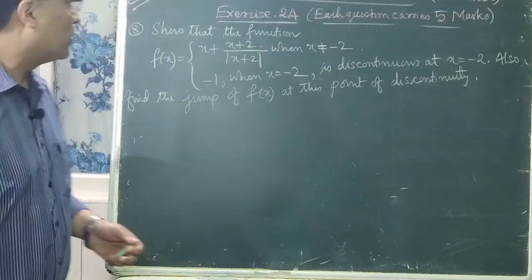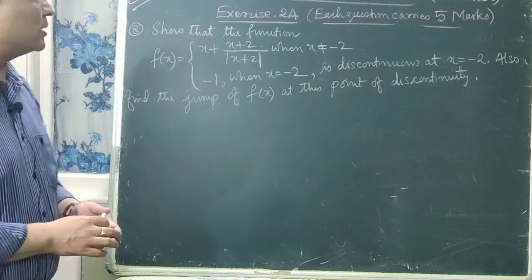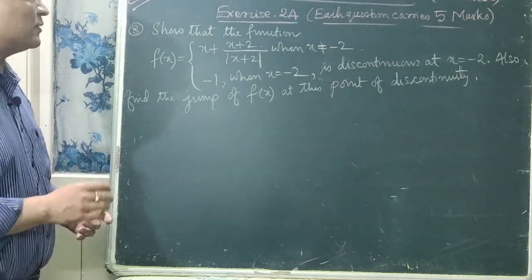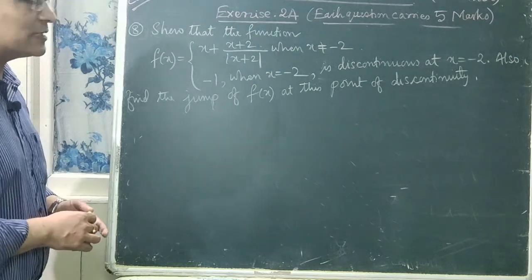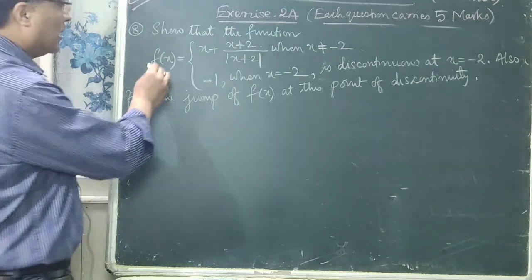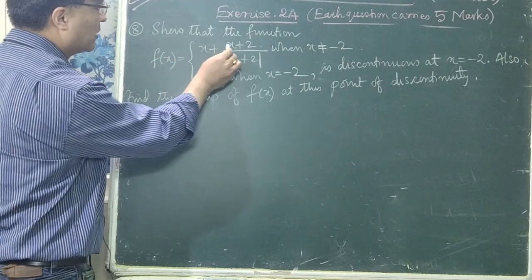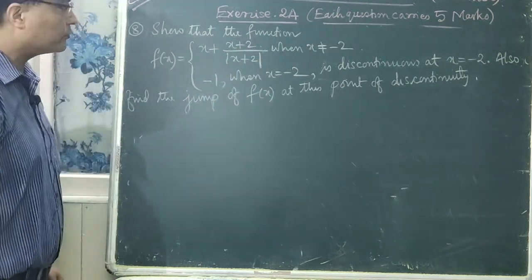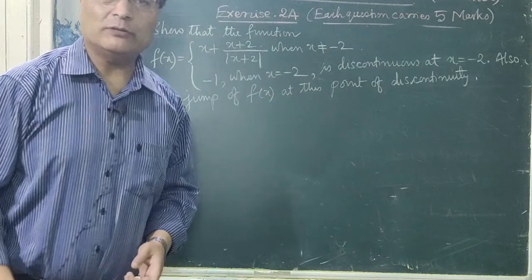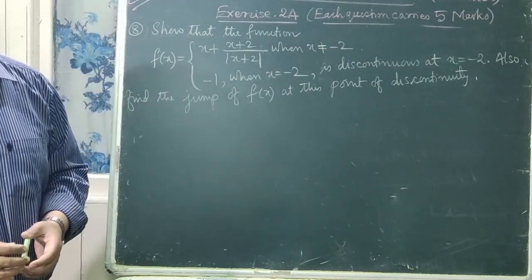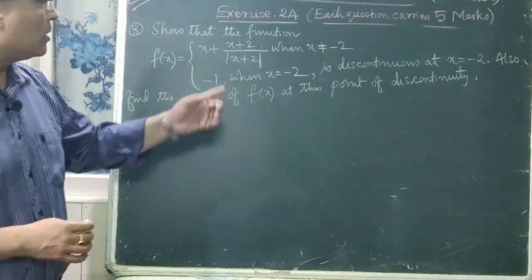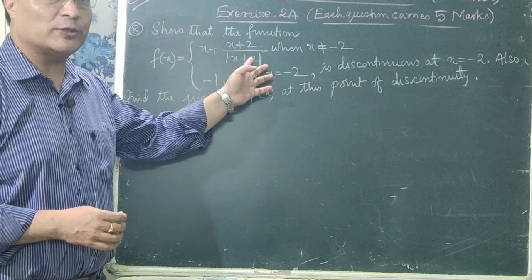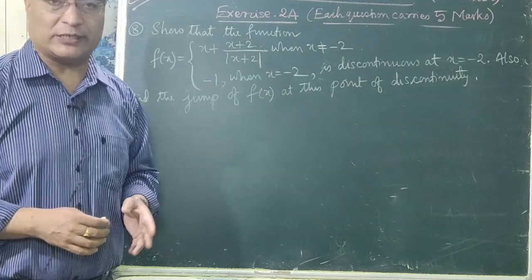Now we'll do the next question, that is question number 8. The function f of x is equal to x plus 2 divided by within mod sign x plus 2 when x not equal to minus 2. I told you the meaning of modular sign. Within modular sign x plus 2 is there, its value should be always positive.